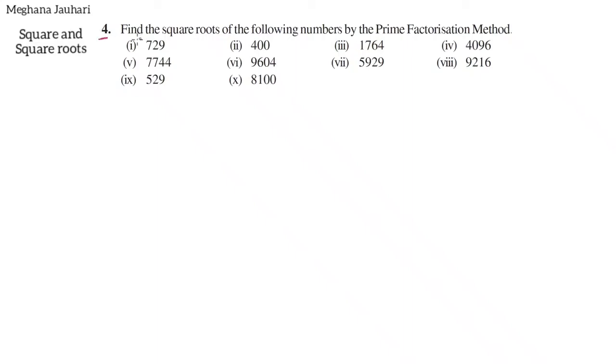In question number 4, we have to find the square roots of the following numbers by the prime factorization method. As we have already learned about the prime factorization method, we are just going to find the LCM and we will check the pairings, right? So starting with the first part, that is 729.